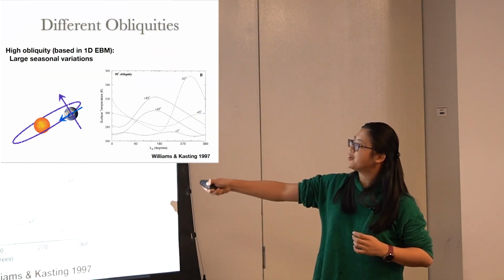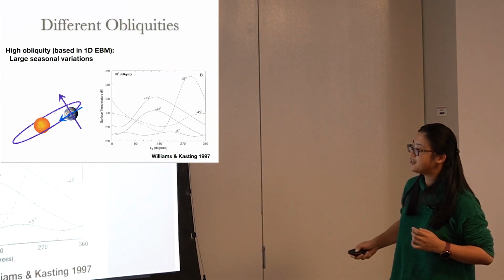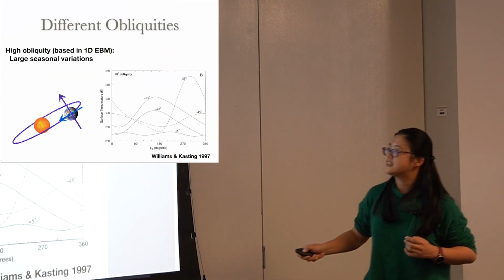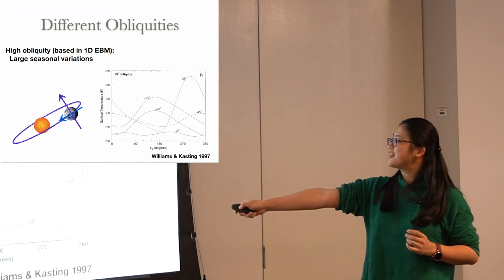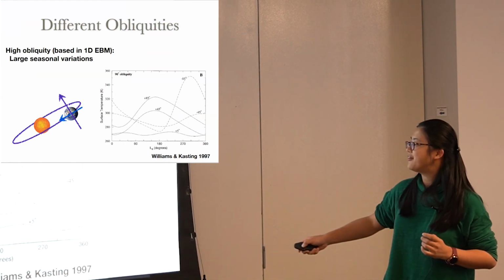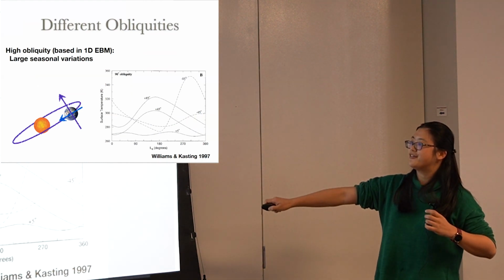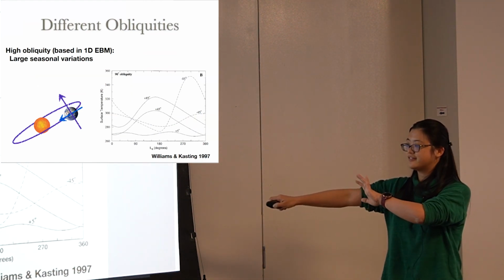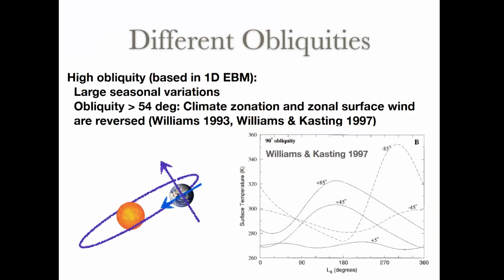latitudes. So this is where the obliquity is 90 degrees. The different types of lines are at different latitudes, and the x-axis is the orbital phase of the planet. So we can see when the obliquity is very high, the pole area will have drastic temperature variations, where here it is too hot and here it is very cold, hopping around, very different from the low obliquity case.